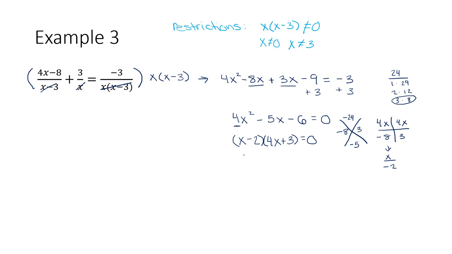If x minus 2 equals 0, x equals 2. If 4x plus 3 equals 0, x equals negative 3/4. Again, neither of those are in my restriction. So this would be my final answer.